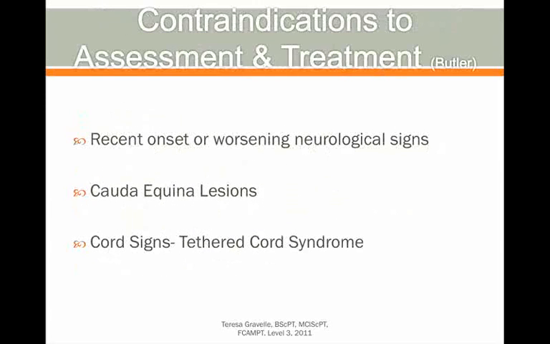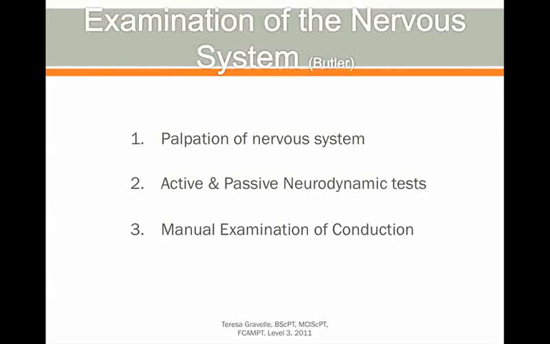There are also some contraindications to assessment and treatment of the nervous system. Any recent onset or worsening of neurological signs, cauda equina lesions, any cord signs, or if they've had a tethered cord syndrome. The examination of the nervous system involves palpation of the nervous system, the active and passive neurodynamic tests, and your manual examination of conduction, which would have been done in the scan.